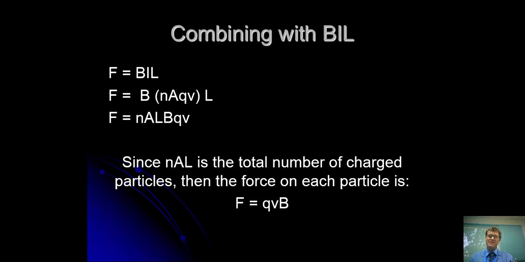So remember, the density multiplied by the volume is actually just telling me how many particles there are in total, and if I divide my force by that number, it tells me the force on each particular particle. So the force on each particular particle becomes the charge multiplied by the velocity times the magnetic field strength, which is what I alluded to at the beginning of this session.